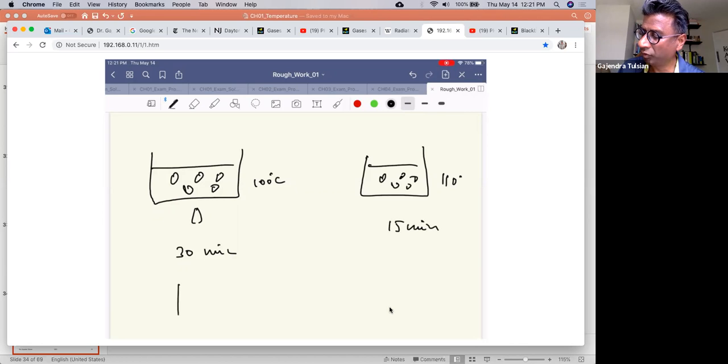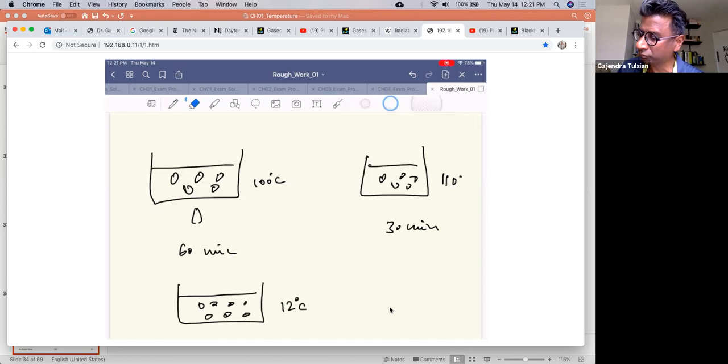Well, let's change these numbers. It says 60 minutes, 30 minutes. Okay. Now, if you could cook the potatoes at 120 degrees Celsius, then they would cook in only 15 minutes. Okay. So that's what we mean by reaction rates doubling every 10 degrees Celsius.